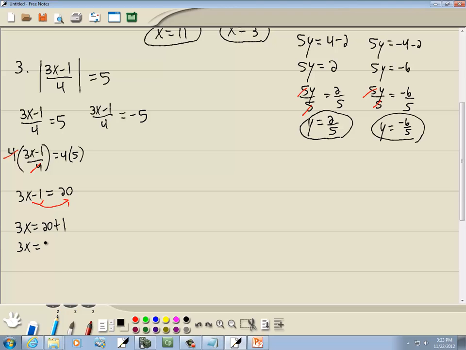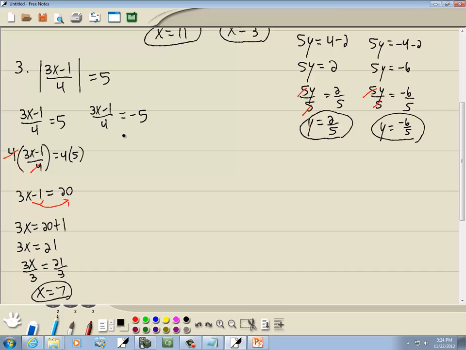Combine together numbers at any step. 20 plus 1 is 21. And the last step is divide both sides by the number in front of your x. So divide both sides by 3. And we get x is equal to 7.